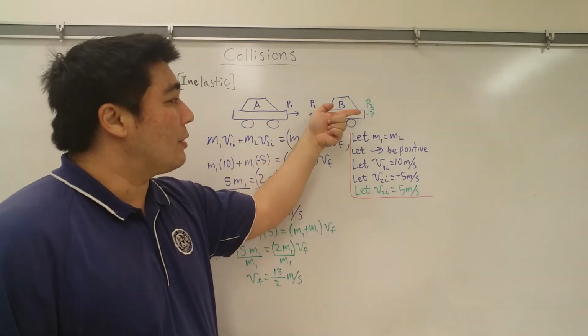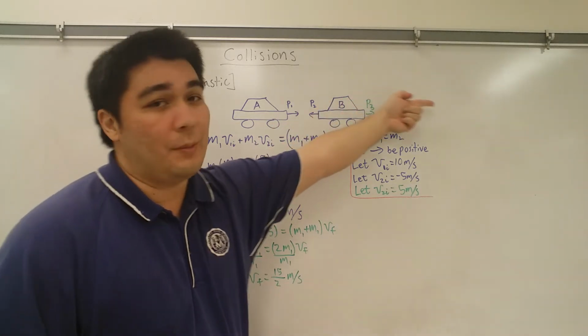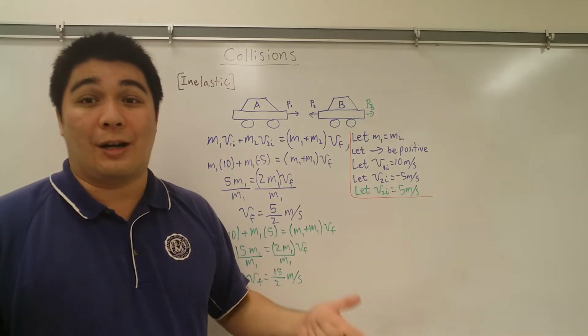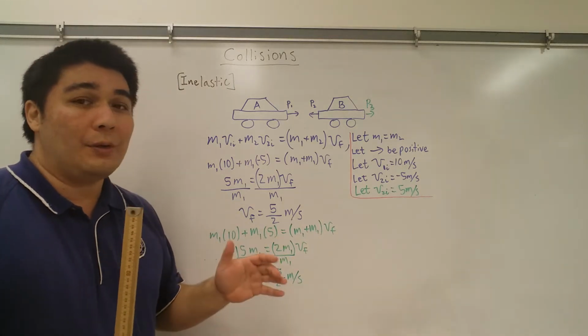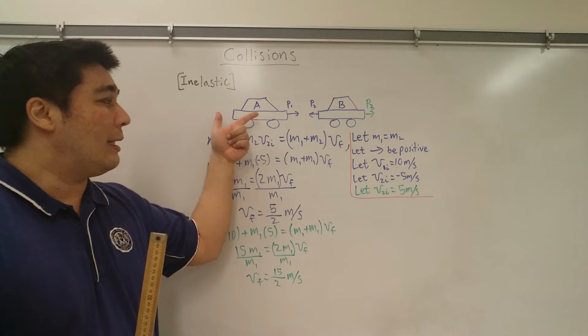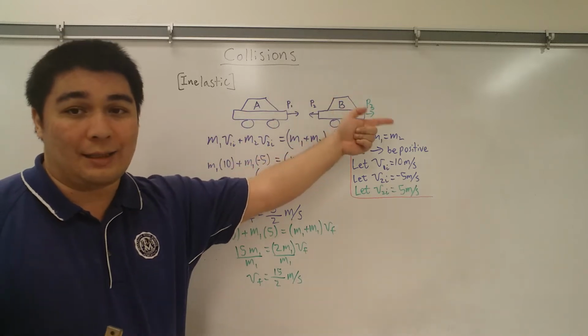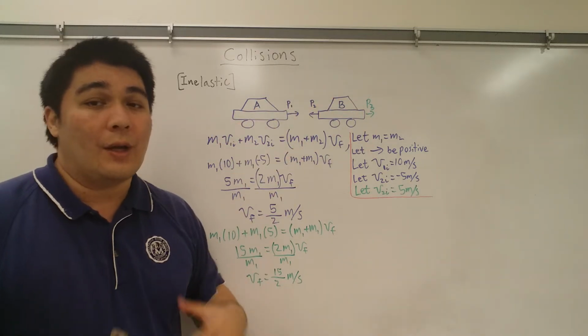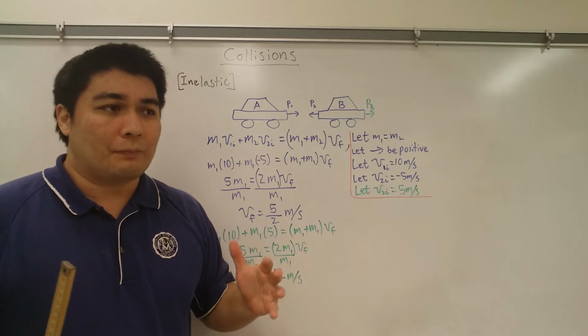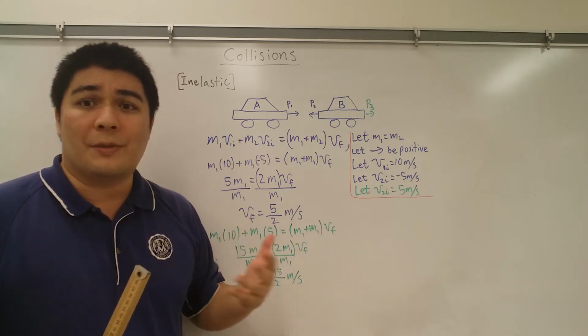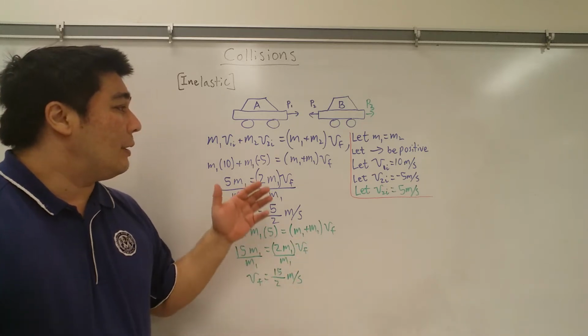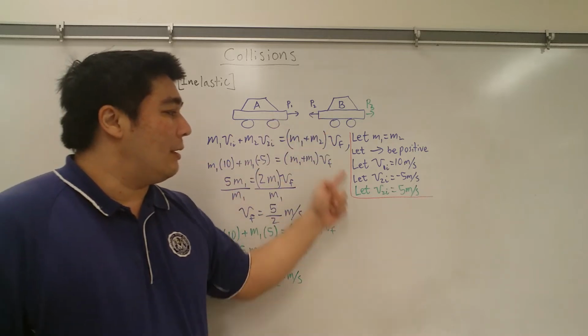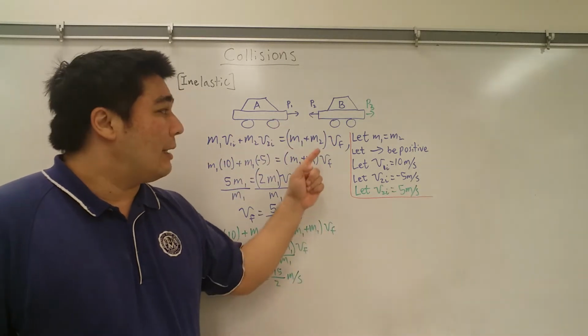And in the second one, car B is going to be moving in the same direction as car A. So in both cases, we're going to assume that this direction is positive and this direction is negative, just again to keep our norms consistent.